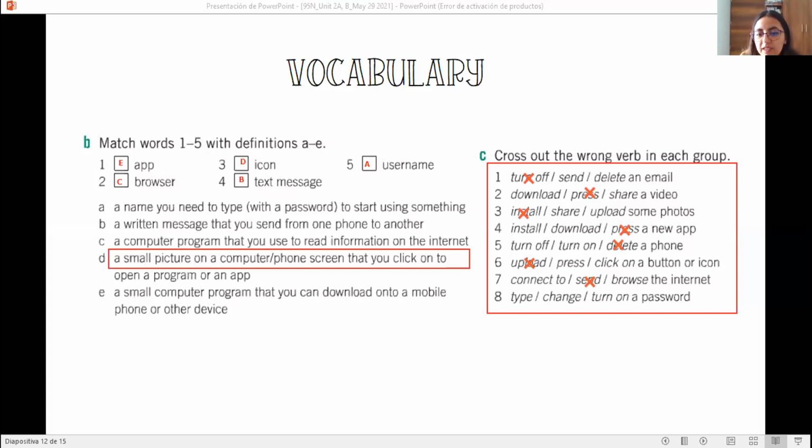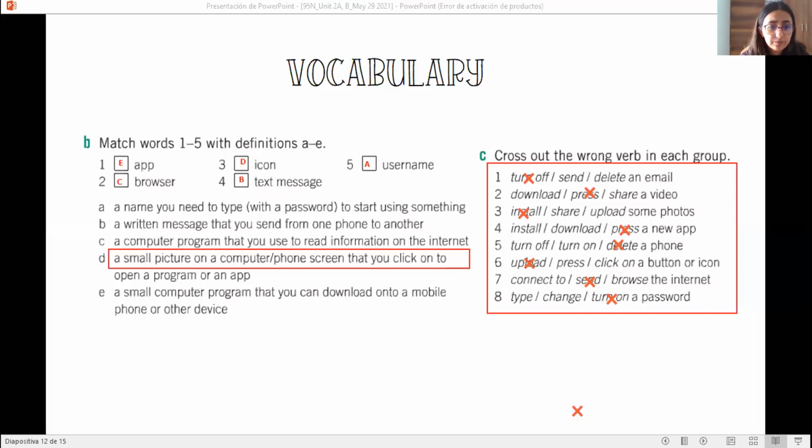Number 8. Type or change or turn on a password. Turn on a password. That's right. We cannot turn on a password. Excellent, guys. Well done. Well, excellent job.